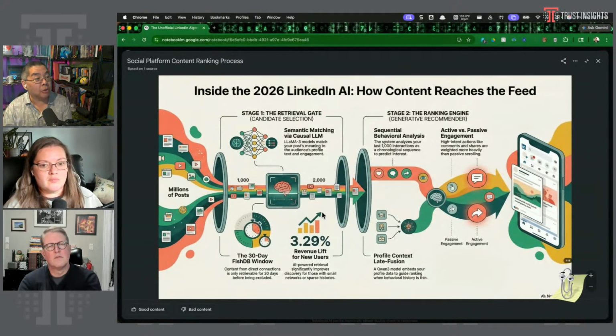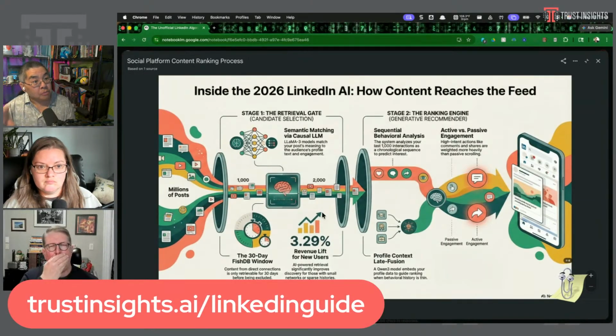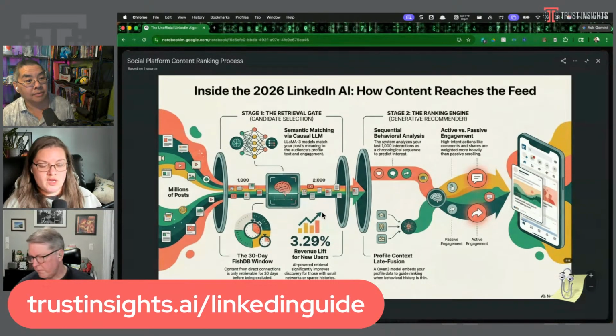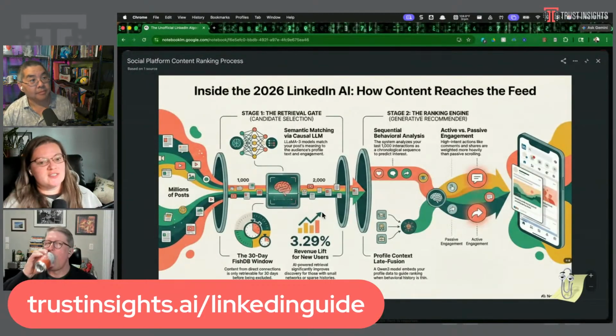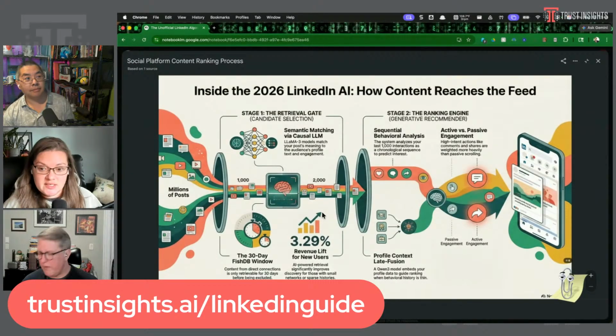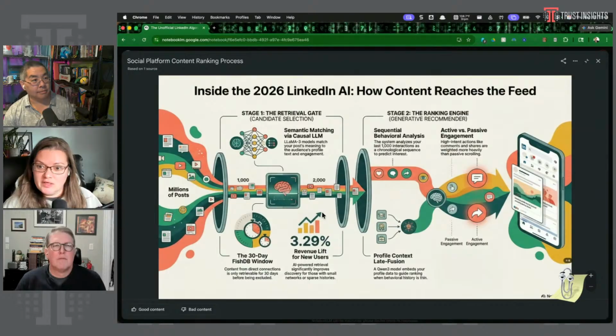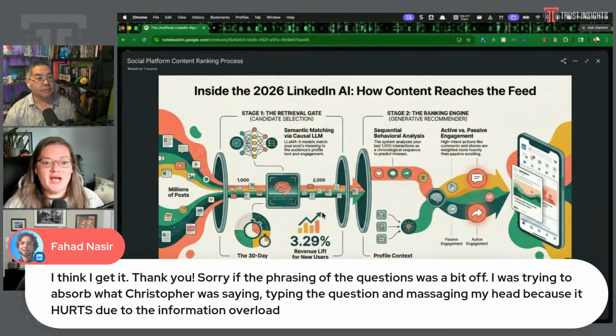What you should be focusing on is profile coherency, content that's targeted towards the audience you care about, and behavioral consistency over a 30-day window. If you read nothing else from the paper, those are the 3 things that you should be focusing on. And you can get that paper for free at trustinsights.ai/LinkedIn guide.